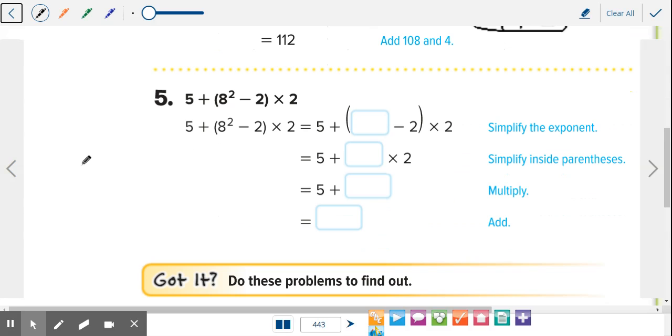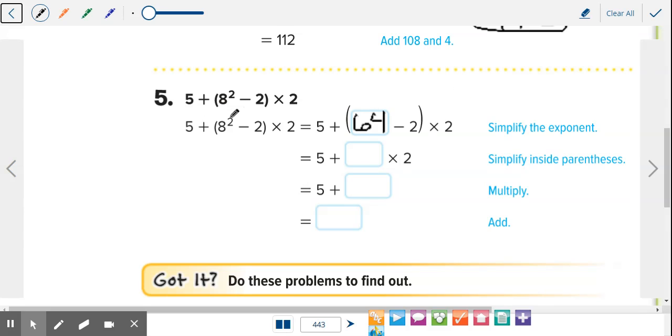Okay, number 5 here. So we have 5 plus the parentheses of 8 squared minus 2 times 2. So, do we have parentheses? Yes. Now, when you have parentheses like this, you basically start over order of operations all over again. As soon as you go to the parentheses, now we're working it down again. Do we have exponents in the parentheses? Yeah. So 8 squared would be what? 64. Remember, it's 8 times 8, not 8 times 2.